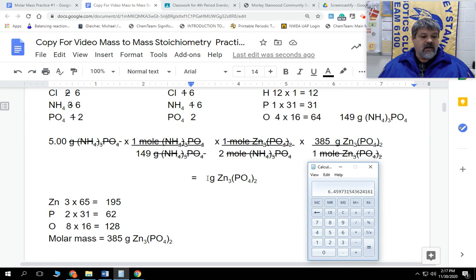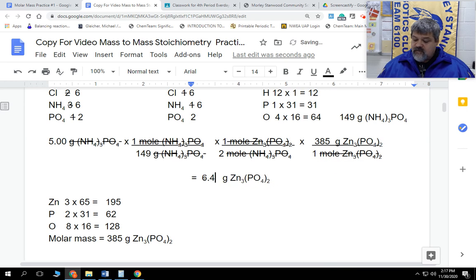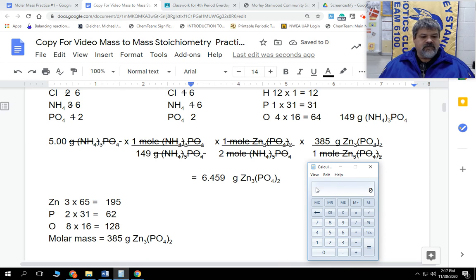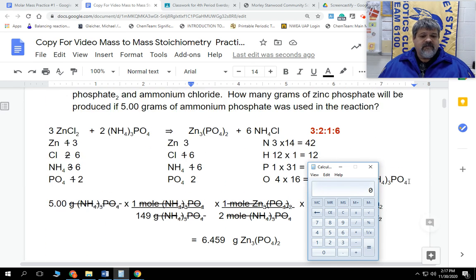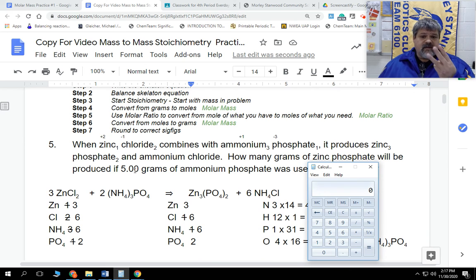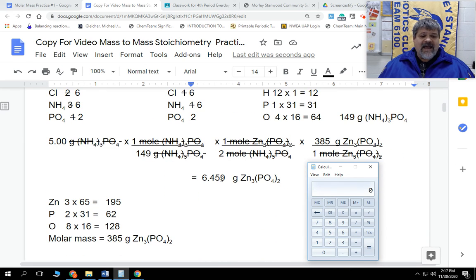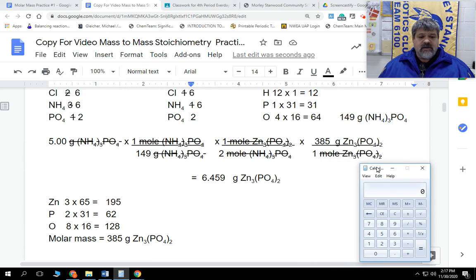So we're going to write that in here as 6.459. Let's double check that number again. I always like to double check that number. Now again, we need to know how many significant figures. If I go back to the original problem, it was 3 significant figures, so my answer needs to be in 3. I have it in 4. So we know that we're going to round, but let's double check this one again. We are going to take 5 divided by 149 divided by 2 times 385 equals 6.4. Here we go. That looks good.